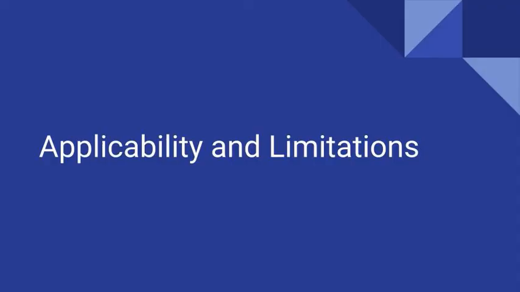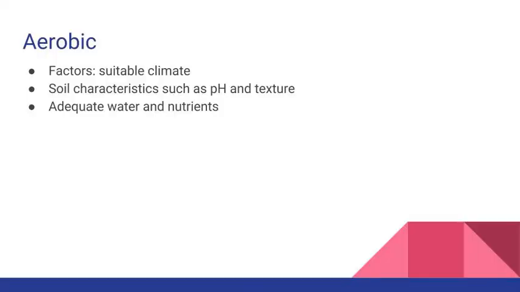Today I'm going to talk about the aerobic and anaerobic applications of bioremediation. Aerobic remediation involves microbes reacting in a process that requires oxygen to go forward. The bacteria use the carbon substrates as electron donors and the oxygen as an electron acceptor.